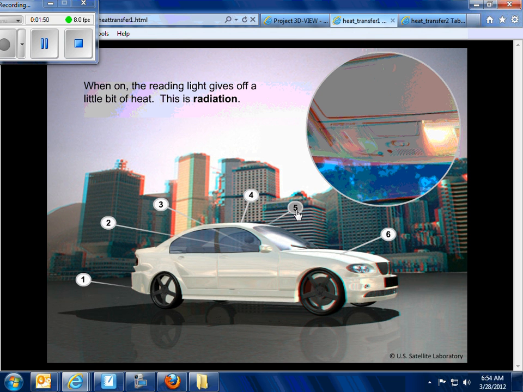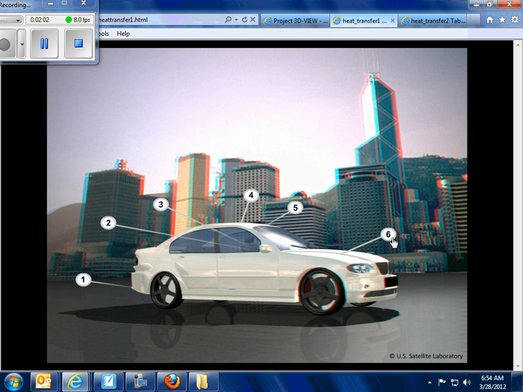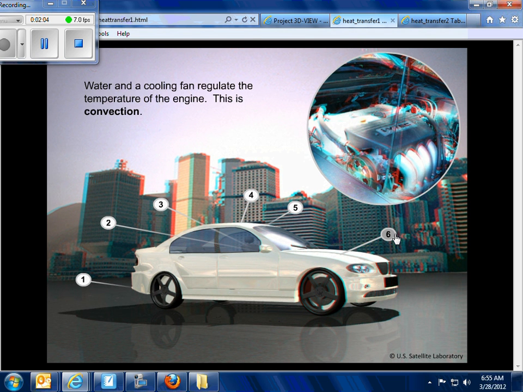That little light on the mirror, if you have one, or the dome light, that's radiation as well. If you ever put your fingers up by it, you can actually feel a little bit of heat being given off by that. And then with the engine, with the fan and the water cooling your engine, that's trying to change the temperature. It's trying to move air, so it's convection.